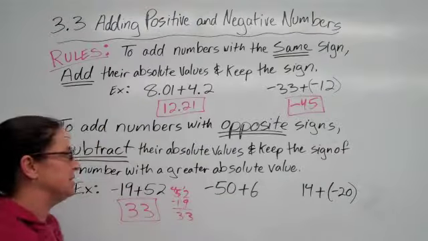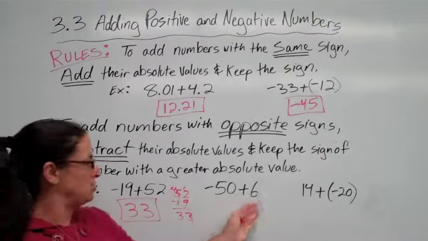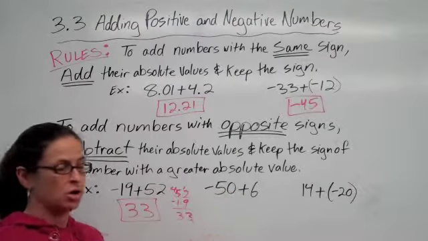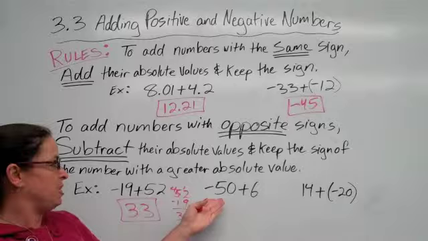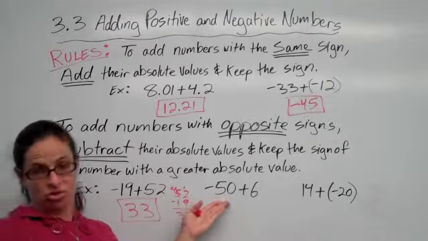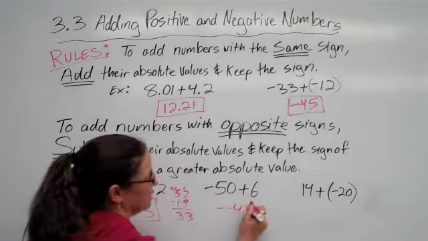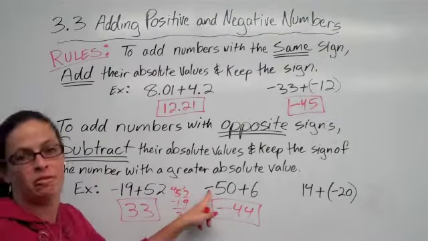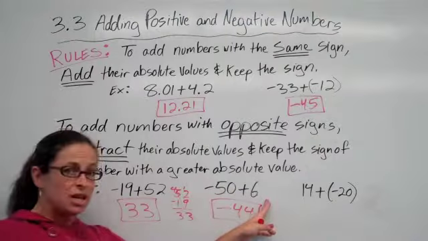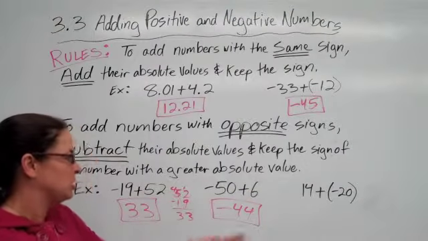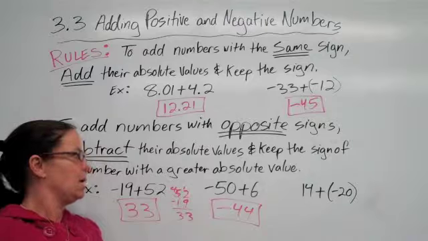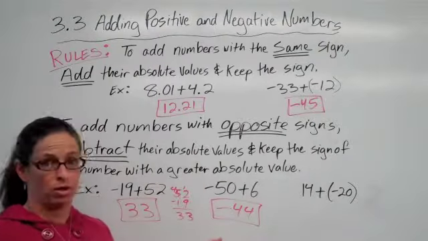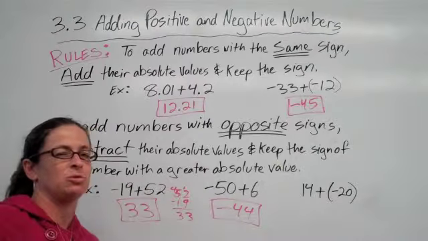Negative 50 and 6. Absolute value is 50, absolute value is 6. Subtract them because they have opposite signs. I get 44. And then the greater absolute value is the 50. It is negative, so the answer is negative. Again, I like to think of it as, do I have more negatives or more positives? I have 50 negatives, I have a 50-yard loss, and then a 6-yard gain. Okay, if you want to go football. So I actually have more of a loss. I lend someone $50, they only repay me $6. How much of a loss do I have? $44 loss. Great.